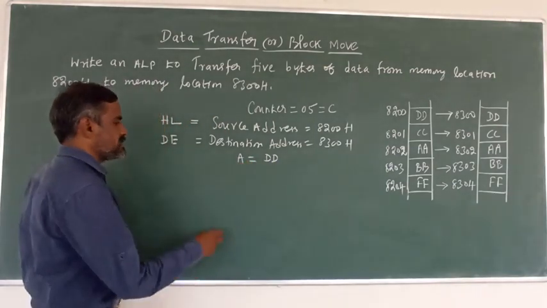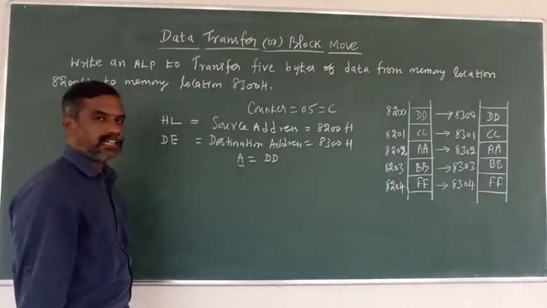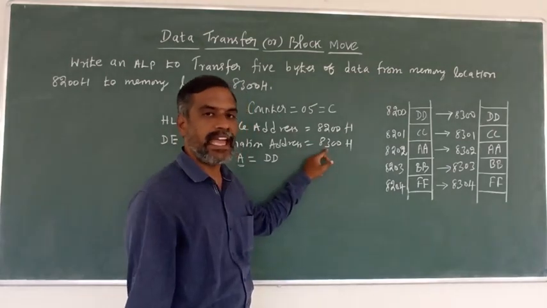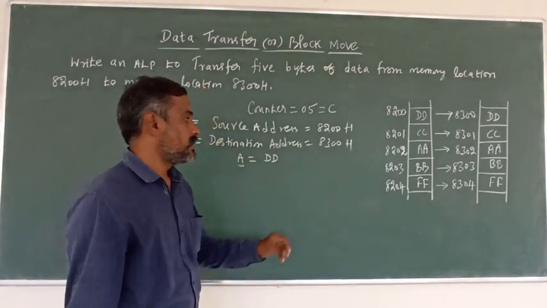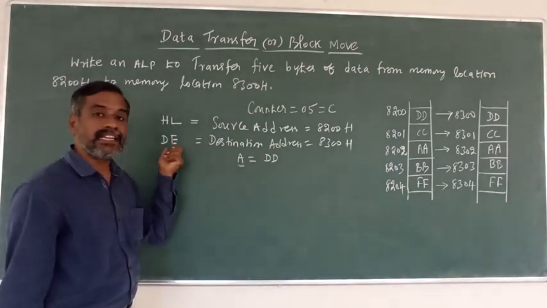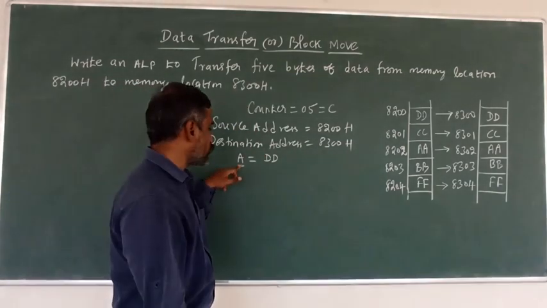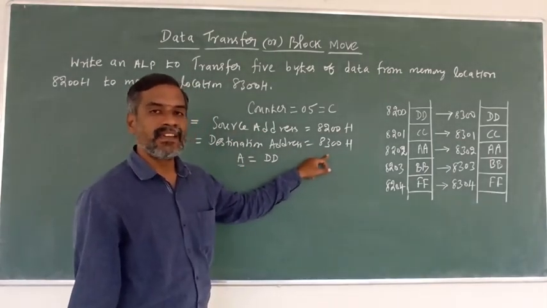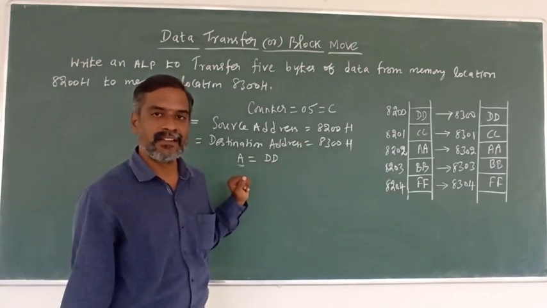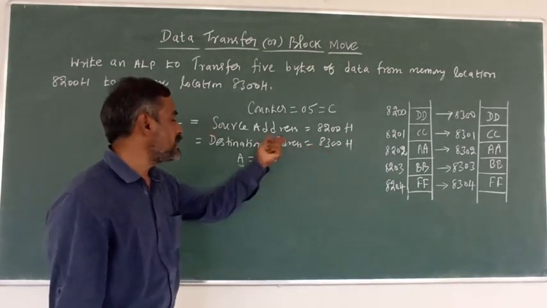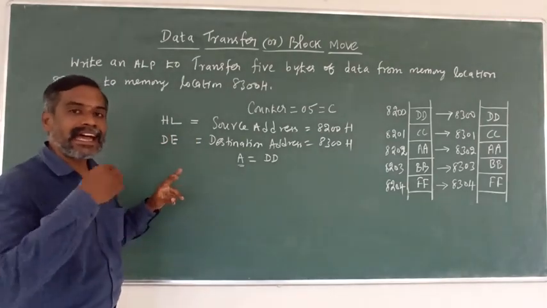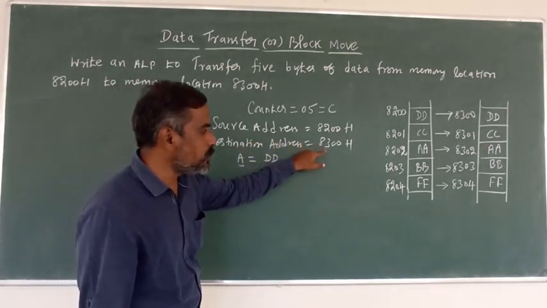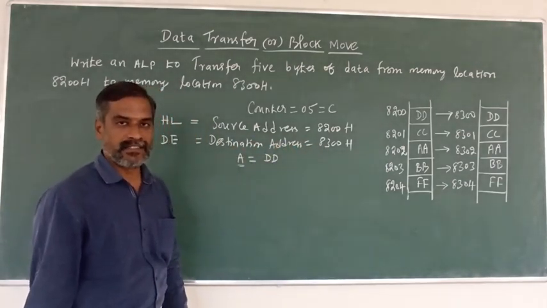Next, the A register data is to be moved to the destination address 8300, which is available in the DE register pair. The accumulator data cannot be moved directly to the given memory address location. Then how, with the address initialized in DE? We have to store the accumulator data indirectly to this memory address location.